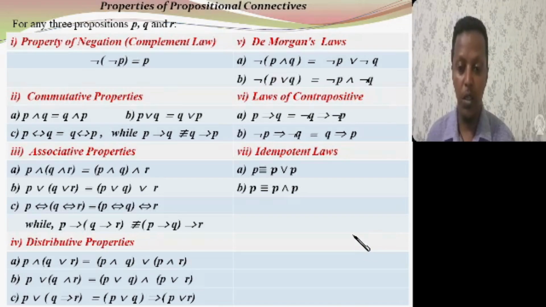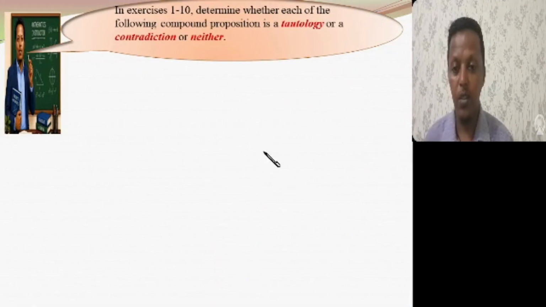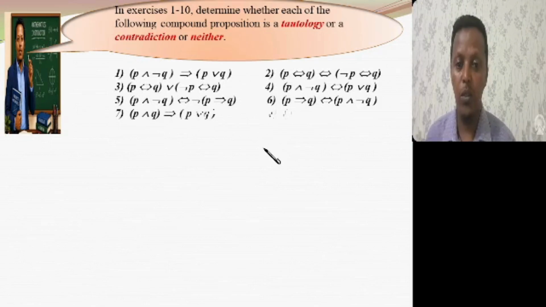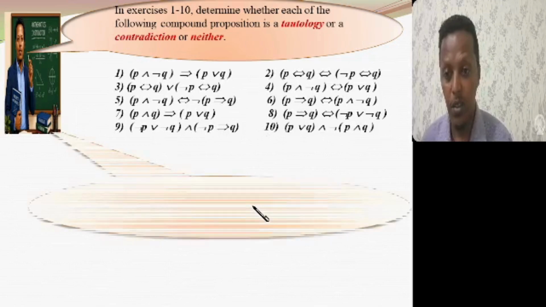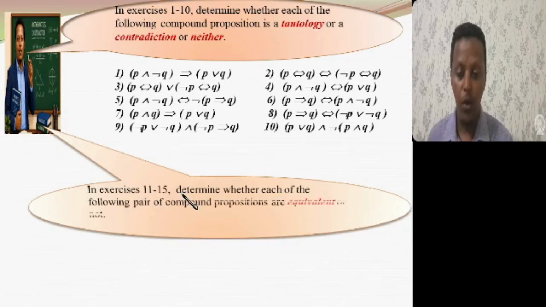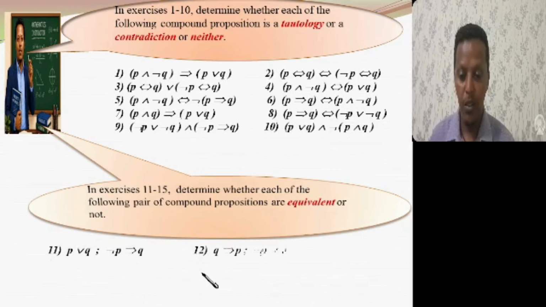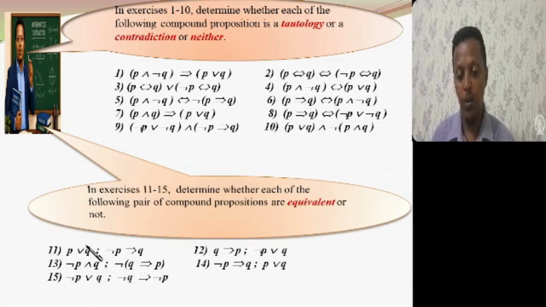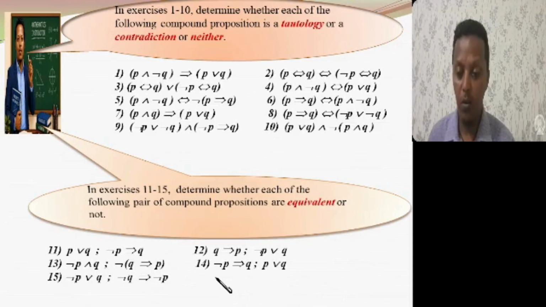So try to read again and again until you have the idea of the properties of the propositional connectives. Finally, try to do these exercises 1 up to 10. Determine whether each of the given compound propositions is a tautology, contradiction, or what? Neither. Neither means contingency. And also for 11 up to 15, check whether the given compound propositions are equivalent or not equivalent, based on a truth table.